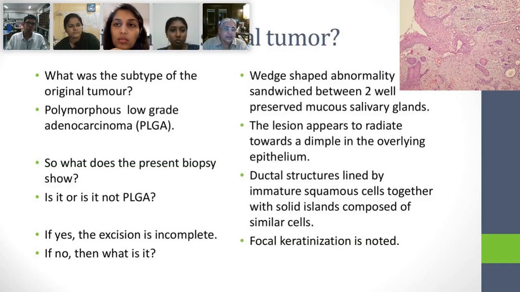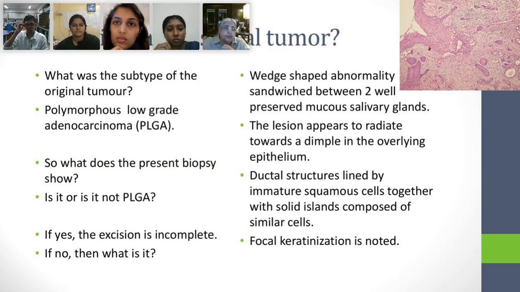high power, first of all, it was a wedge-shaped abnormality sandwiched between two well-preserved mucous salivary glands. This was an entirely ductular structure, except in one area where you actually saw some mucous acini, right? In one part, and the ducts seemed to be ensuing from that particular area, and they were all pointing towards that dimple.